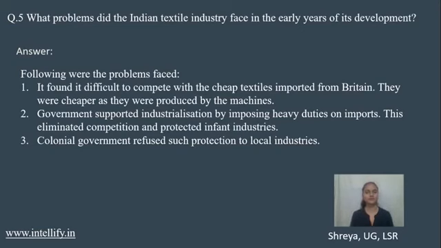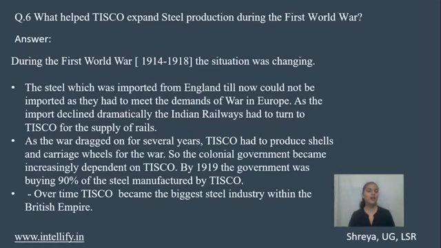The other question: what helped TISCO expand steel production during the First World War? During the First World War, the situation was changing, and it was changing in favor of TISCO. The First World War started in 1914 and ended in 1918. We know that before the war, the iron was being imported from England.